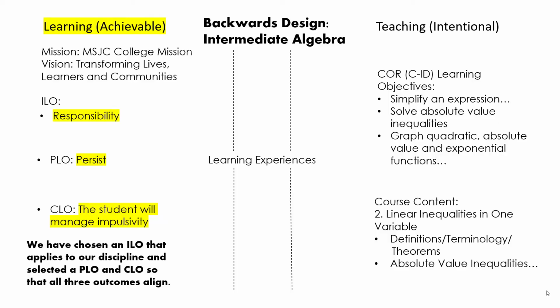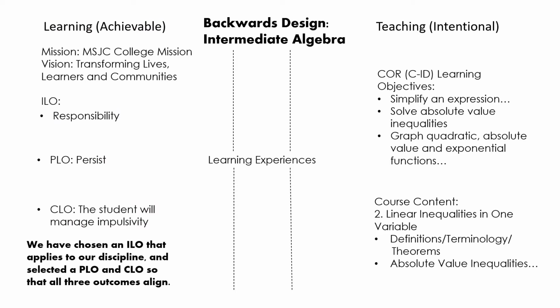We need to provide learning experiences that offer opportunities for good choices, so students spend less time in learning limbo, thus improving their persistence, responsibility, and success. If the student manages impulsivity, our CLO, he or she will continue to persist, our PLO, displaying and learning responsible behavior, our ILO. Using your experience and expertise to start with the right ILO for your discipline, you will be able to find and align your PLO and CLO too.